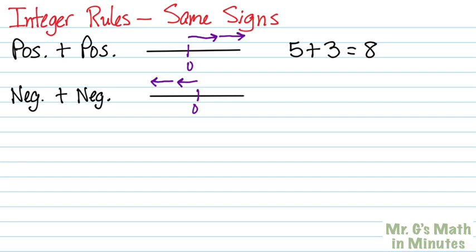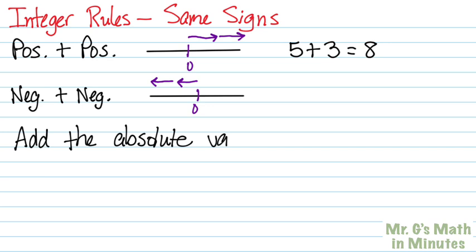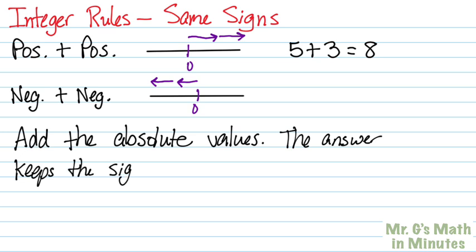So here's what the rule says for positive numbers. Positive numbers say that you should add the absolute values and then the answer keeps the sign of the two numbers being added.